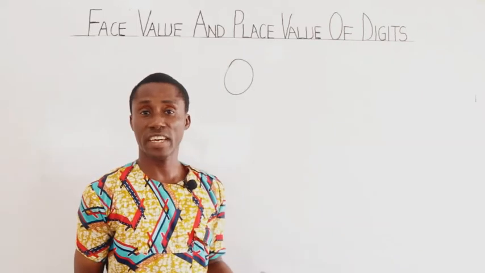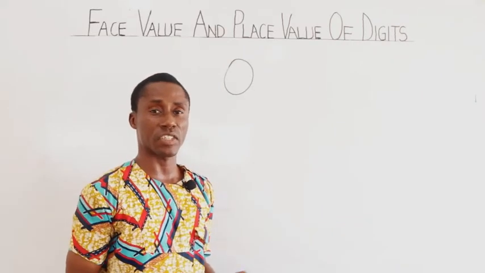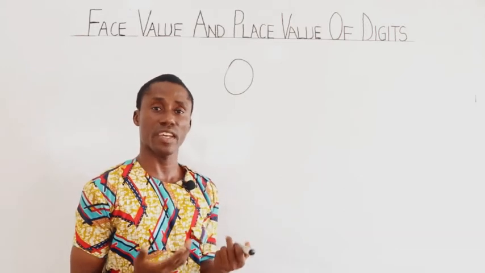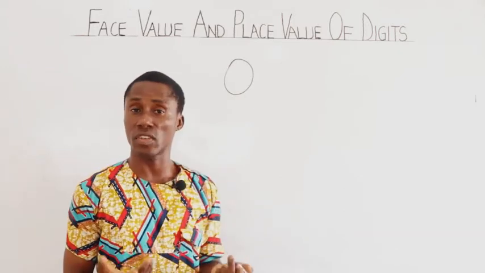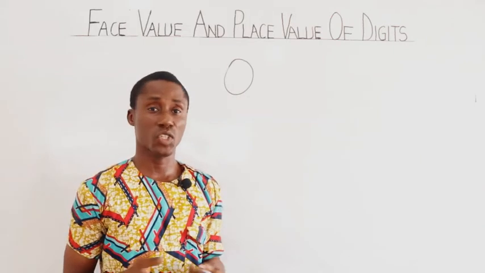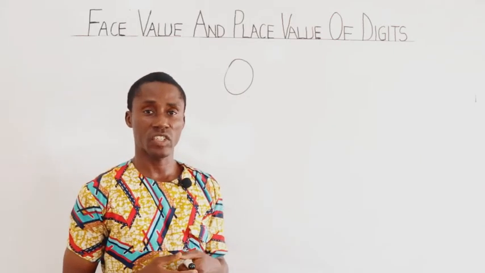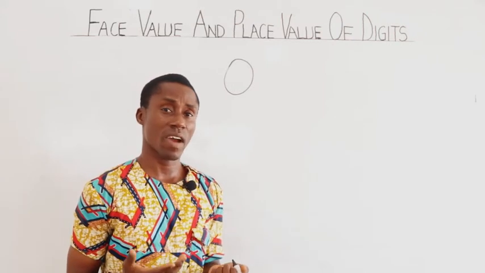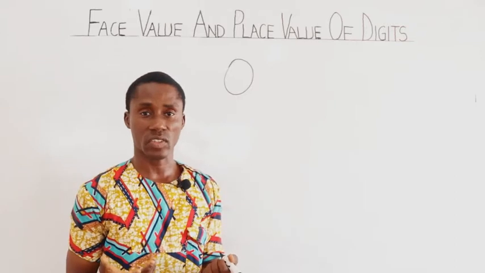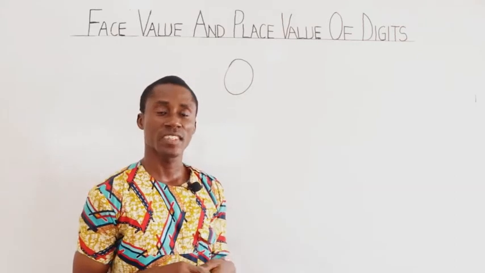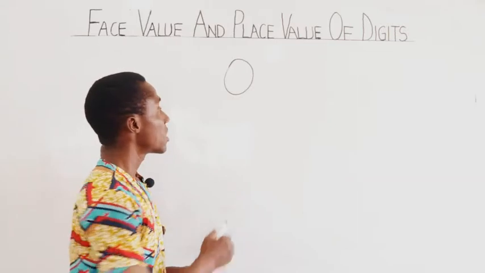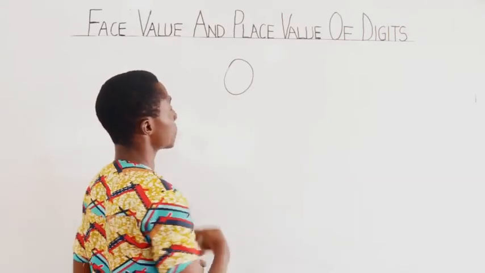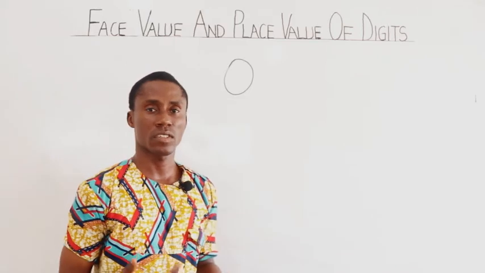Well, the face value of the digit 0 is 0, because the face value of a digit is the actual value of the digit, or how much it is. And 0 is 0, and therefore the face value of the digit 0 is 0.